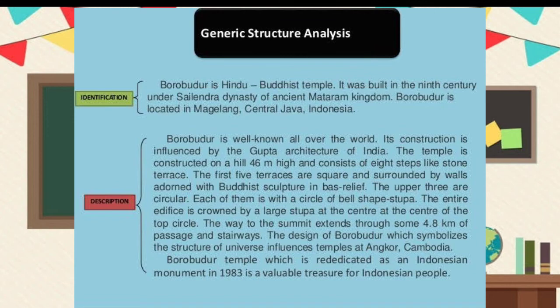This is the example of descriptive text is about Borobudur Temple. So now let's find out the generic structure of descriptive text. The generic structure of descriptive text, there are identification and description. So let's look this text.